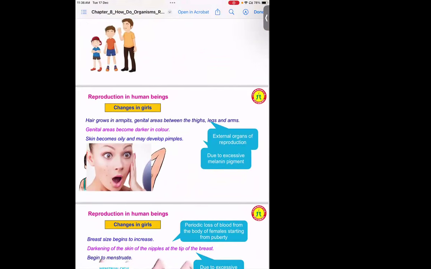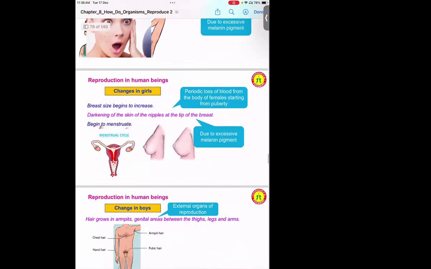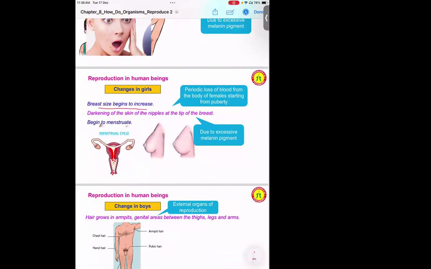Whereas in the girls, what are the changes they will be finding? Hair will start growing under the armpit and in the genital area. Genital area means the private area between the thighs. The genital area will become darker. Now, why does it become darker? It becomes so because of the pigment, which is called melanin. The skin becomes oily, and because of the oil present, they can get pimples or acne. So these are the changes they will certainly get during this time. And also the breast size will begin to increase. Generally in the starting when the girl is small, you cannot differentiate between the boys and the girls, but slowly and gradually we are able to find the differences. It is because the breast size of the females will start developing.